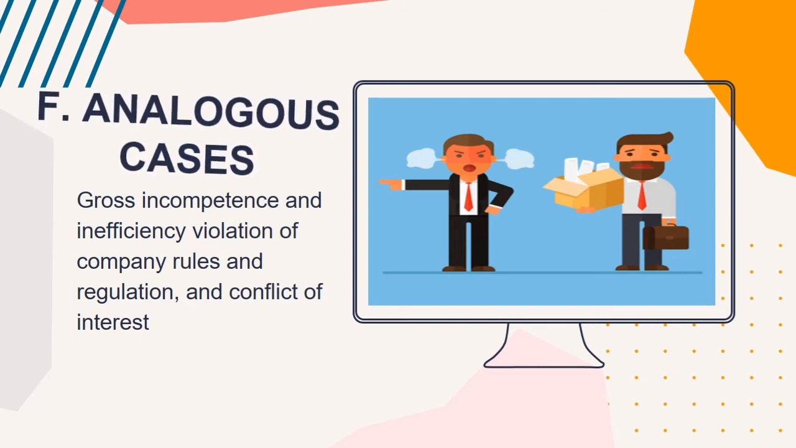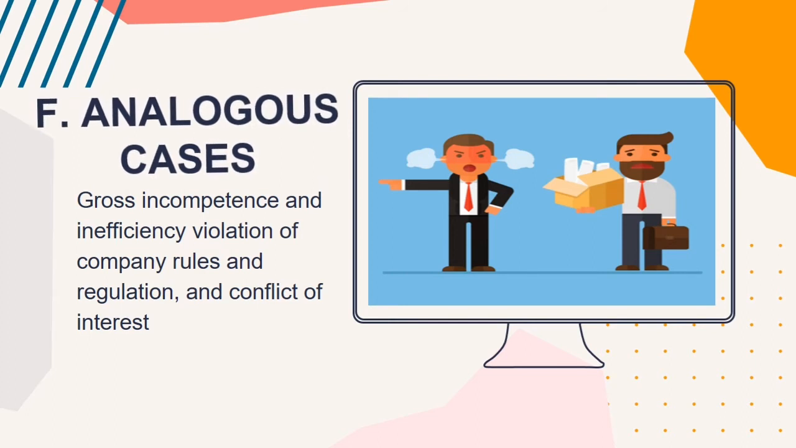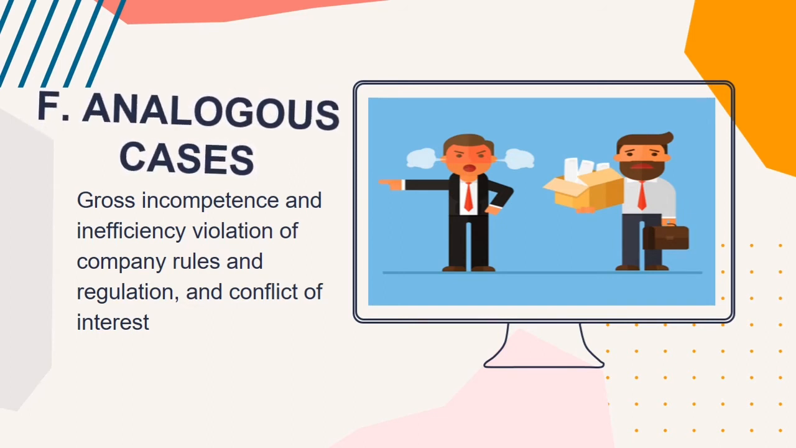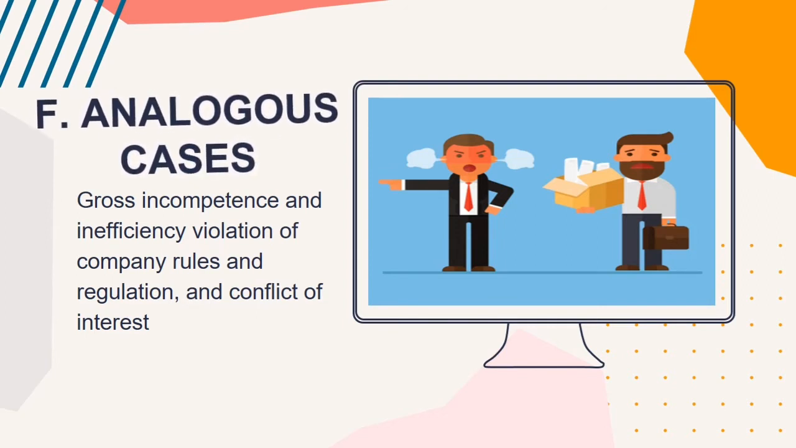So what is gross incompetence? This is a behavior in the workplace that is not deliberate or willful, but nevertheless has had some serious consequences in the workplace. While conflict of interest occurs when an individual's personal interests, or those of his family or friends, or financial or social factors could compromise his or her judgment, decisions or actions in the workplace. So that would be for the just causes.